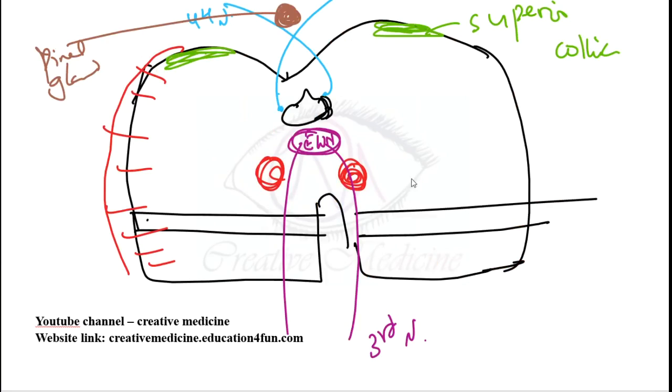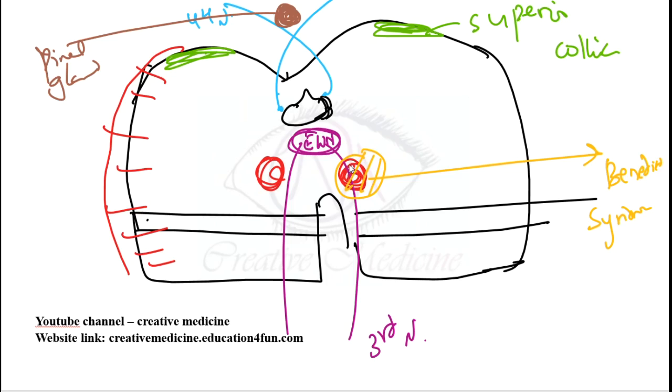Then we will also label the other syndromes here. If there is any defect in the red nucleus, this will result in Benedict syndrome. Benedict syndrome occurs whenever there is a defect in the red nucleus and the third nerve. So whenever there is Benedict syndrome, there will be ipsilateral third nerve palsy, and because of the lesion in the red nucleus, it will result in contralateral chorea.